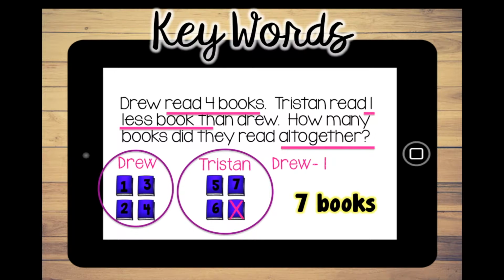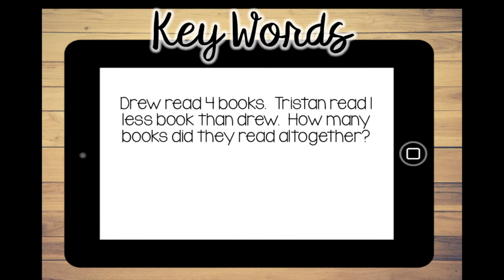Let's try to make number sentences of these so we can better understand these 2-step word problems. Drew read 4 books. Tristan read 1 less book than Drew. How many books did they read all together? Let's find the things that we know first. We know Drew read 4 books, and we know Tristan read 1 less book than Drew. But we don't know how many Tristan read. And they want us to find how many books did they read all together. Pause the video and try to write your number sentences. Then we'll see if they match mine.